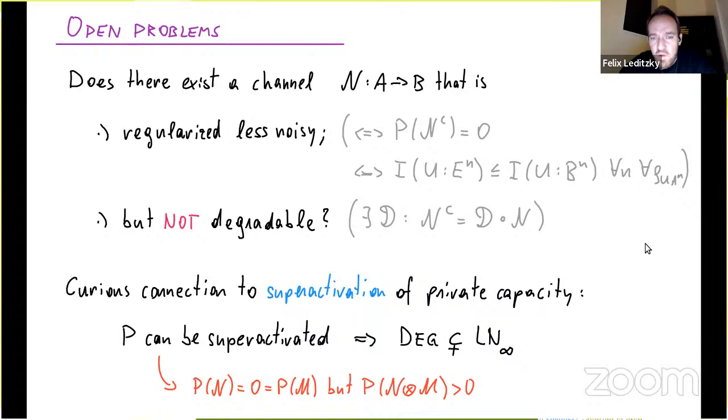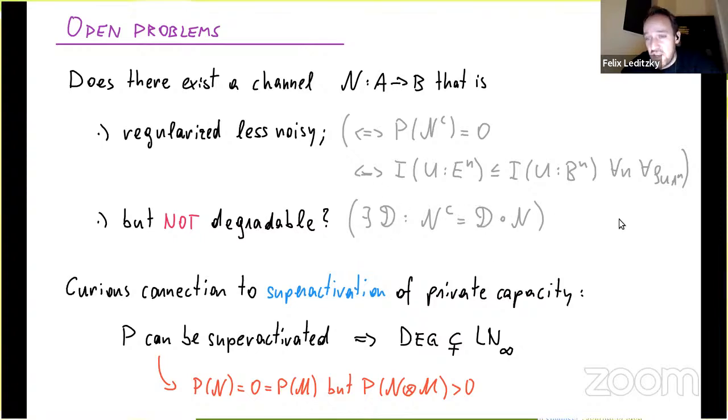If I have a little bit of time left, I want to go through some open problems. One thing that is basically open since the work of Watanabe is to ask whether the class of degradable channels and regularized less noisy channels is actually separated. As a reminder, a regularized less noisy channel has a complementary channel with zero private capacity. And a degradable channel is one where the complementary channel is obtained by degrading the actual channel.